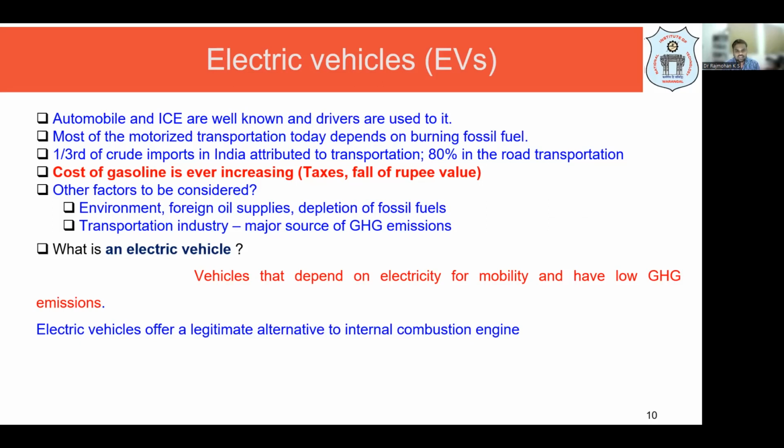But what is an electric vehicle to start with? Vehicles which depend upon electricity for mobility and which have low greenhouse gas emissions are called e-vehicles or electric vehicles. Nowadays you will be seeing some vehicles with a green name board, right? They are all driven as electric vehicles, either battery or fuel cell run vehicles. Okay, so these electric vehicles are supposed to provide a legitimate alternative to the IC engines, internal combustion engines.